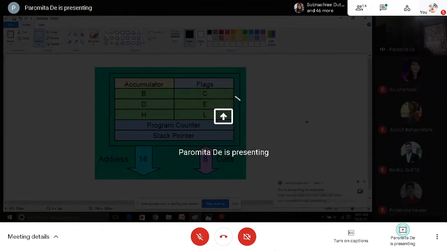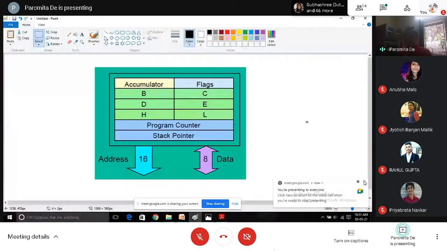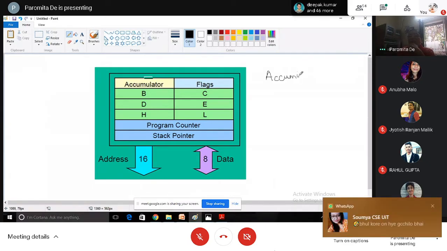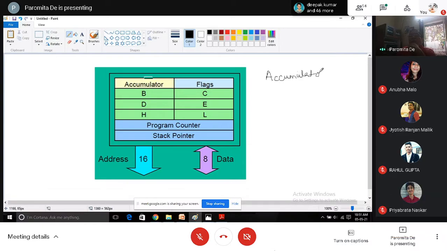So these are some of the registers that are available with the microprocessor. The first that we see is an accumulator. This accumulator is very important. We will see what the accumulator does.